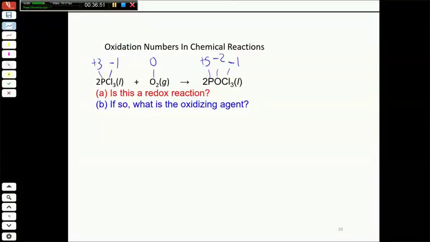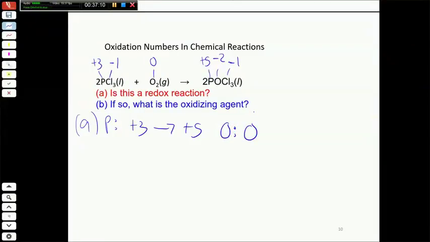So what we notice, if we're asking about choice A, is this a redox reaction? We see that phosphorus in this reaction goes from +3 to +5. Phosphorus is +3 on the reactant side and +5 on the product side. Oxygen starts out at 0. And I think this reaction is balanced already, but anyway, oxygen starts at 0 and goes to -2.